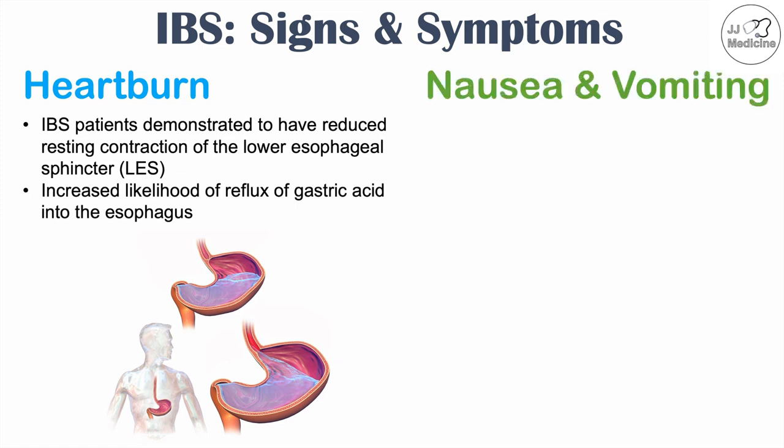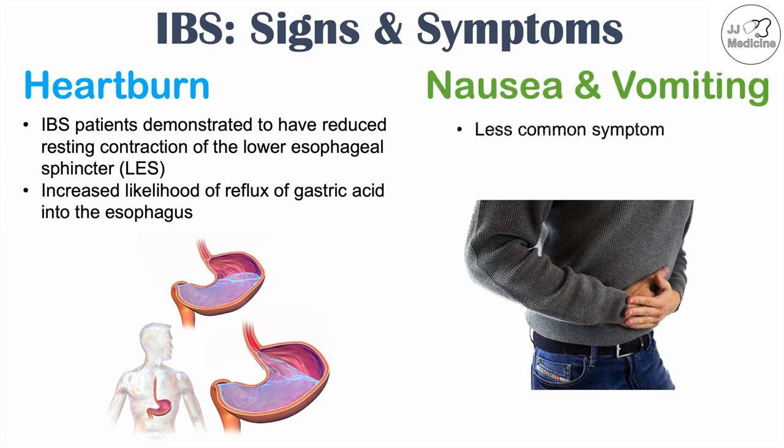We can also see issues with nausea and vomiting, although this is a less common symptom, and it may be due to certain triggers, including food or stress. So patients who have IBS may be triggered by certain foods or certain psychological stressors that cause them to have symptoms, especially that abdominal pain and changes in bowel habits, but they can also have symptoms including nausea and vomiting that may occur as well.